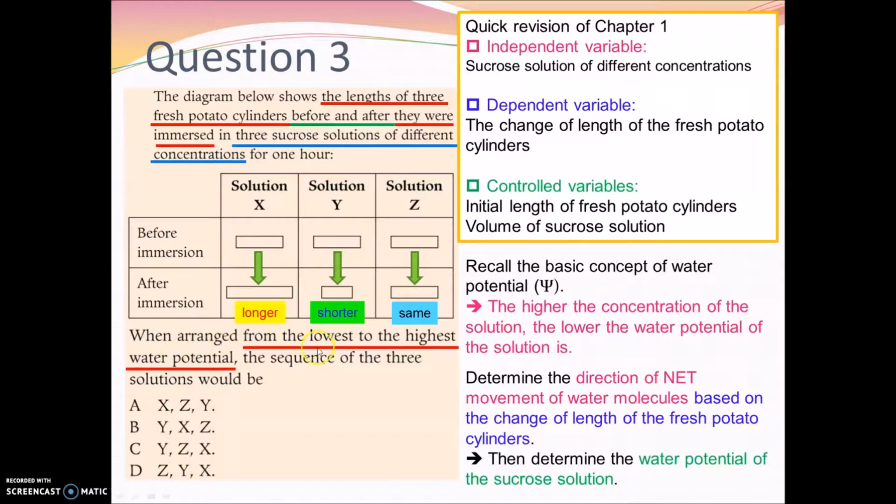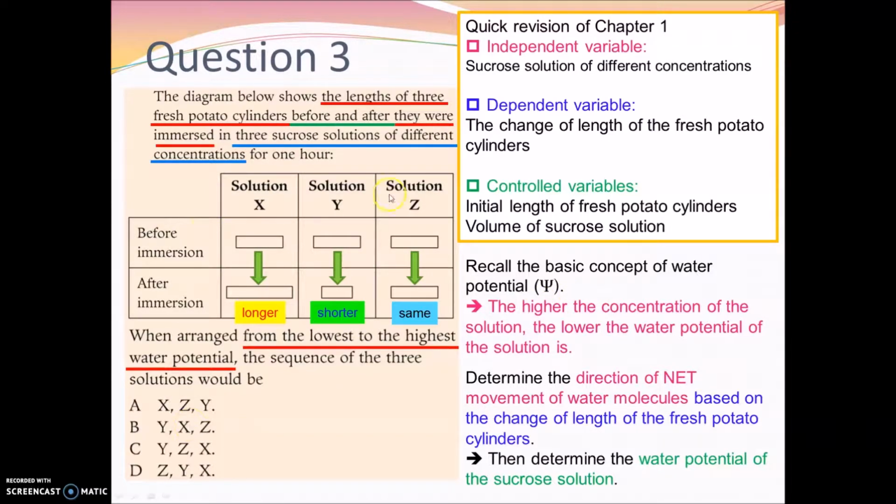So that's a reminder for chapter 1. So go back to the question. After we get the result, longer, shorter, same, we need to arrange the water potential from the lowest to the highest as the order. So what will be the sequence? How can you do it? That is the basic concept of water potential: the higher the concentration of the solution, the lower the water potential of the solution. So if, for example, a 10% sucrose solution, the water potential is lower than that of the 5% sucrose solution. That's the basic concept here.